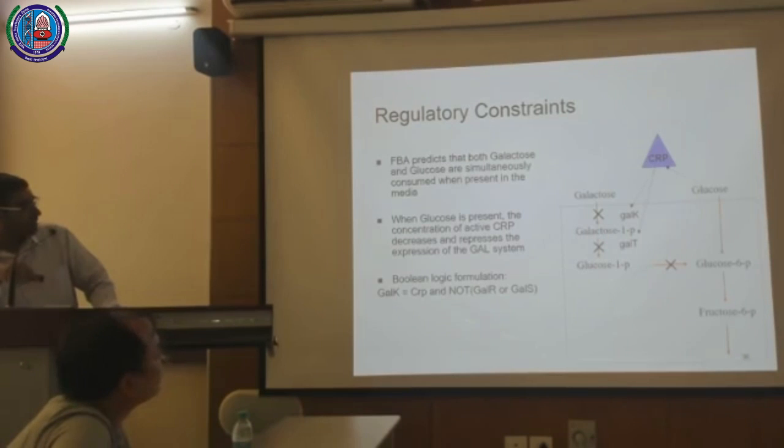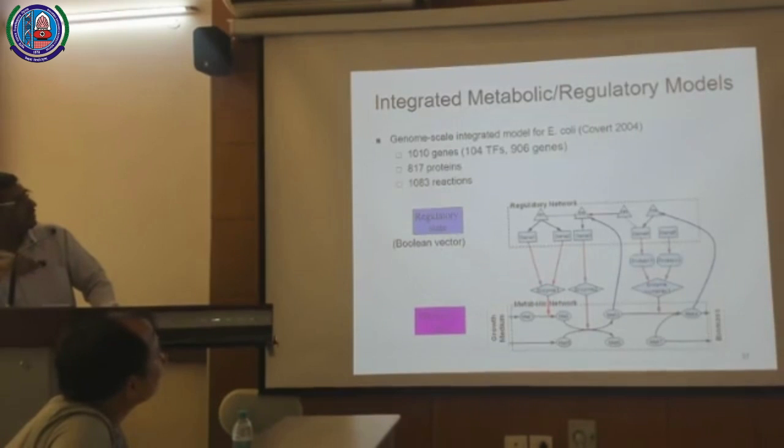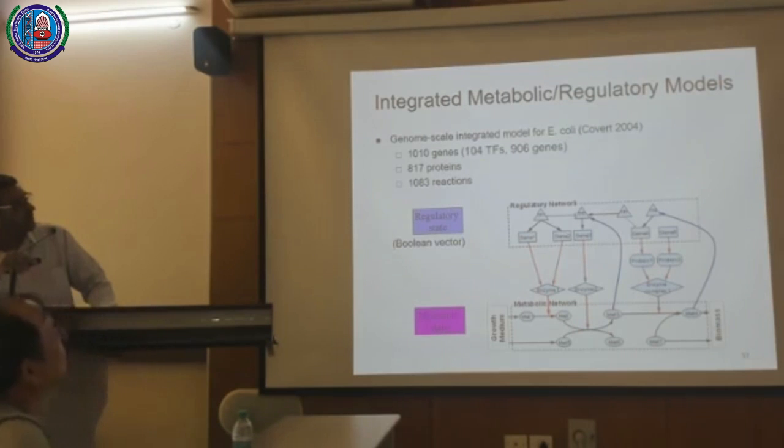In the same way, Boolean logic formulation will be like this, and then you can have the regulatory state and metabolic state. And this is the metabolic regulatory network, and this is the metabolic network. So if you see, you can have enzyme 1, enzyme 2, this is a complex, and they are controlled by various types of genes. And if you see the genome scale integrated model of E. coli, which was proposed with 1010 genes and 817 proteins and 1083 reactions.